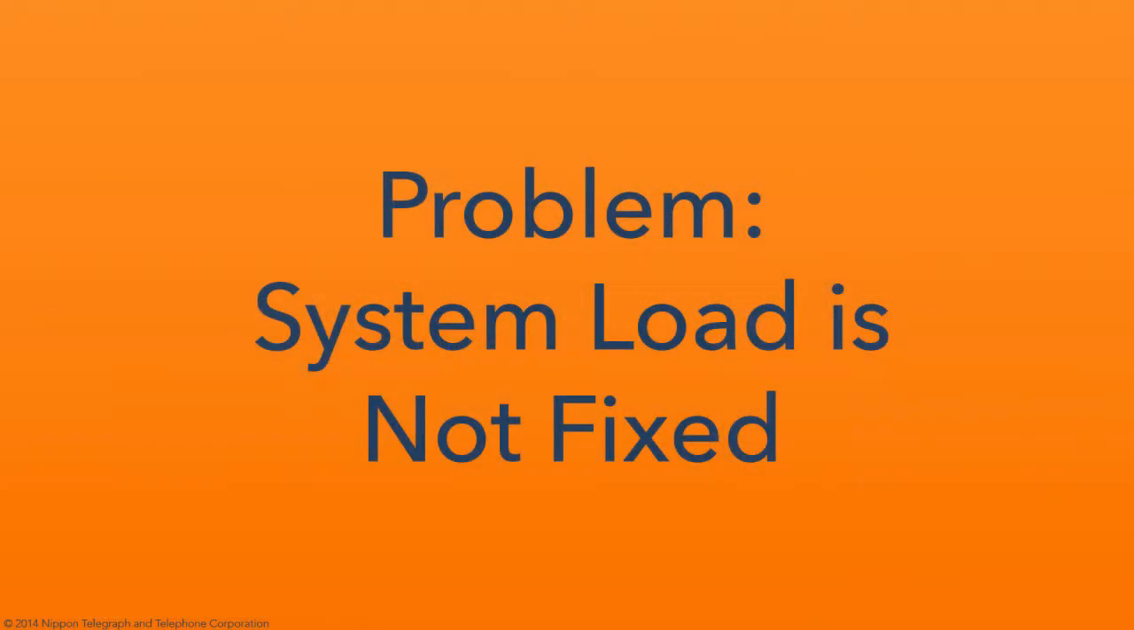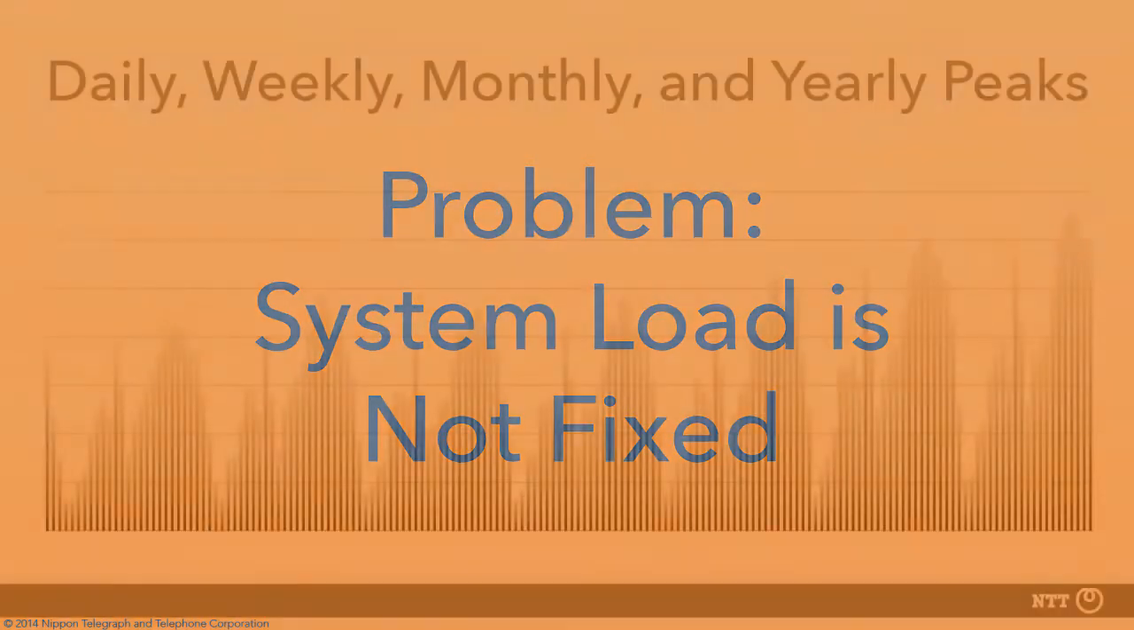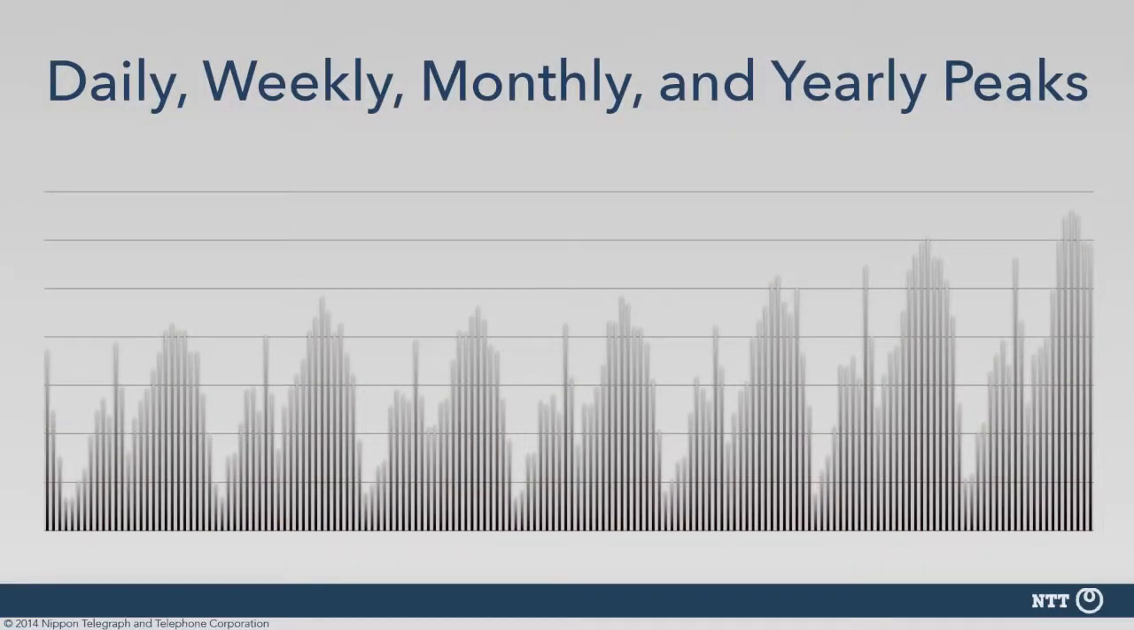So the problem is that the system load of your Cloud Foundry deployment is not fixed. This graph shows a typical system load for a week. You have daily peaks and also weekly peaks in this graph. Of course, the actual load depends on your system. However, you probably also have monthly and yearly peaks.